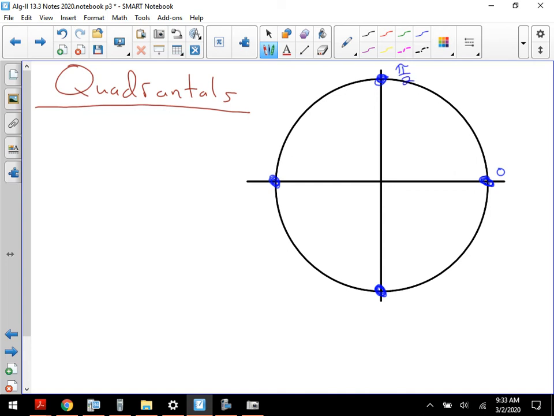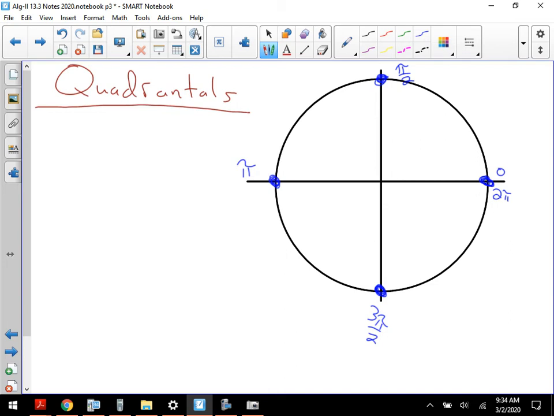Pi over 2. Here's pi, 3 pi over 2, and then back around at 2 pi. Everybody okay with that? Just rotating around. I'm leaving it in terms of pi. I want to start using radians a lot more than I am degrees, just because of how things are going to start working more and more.